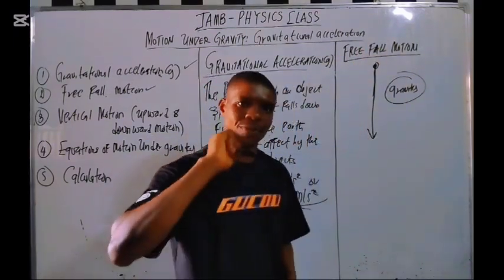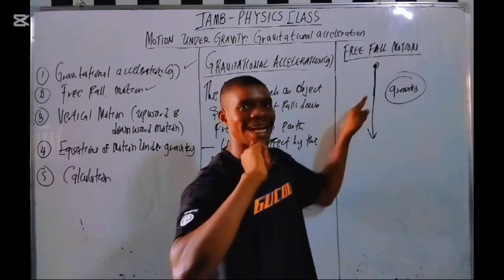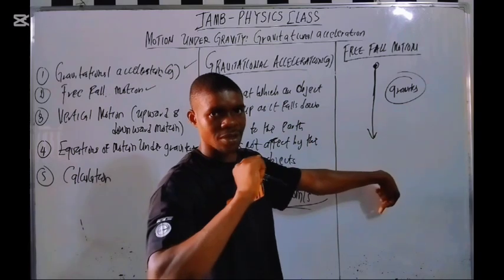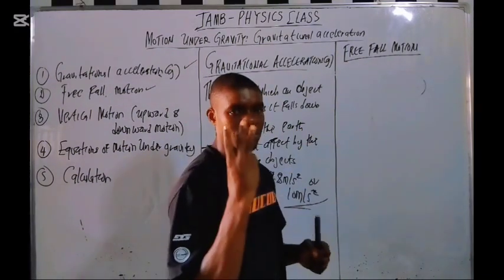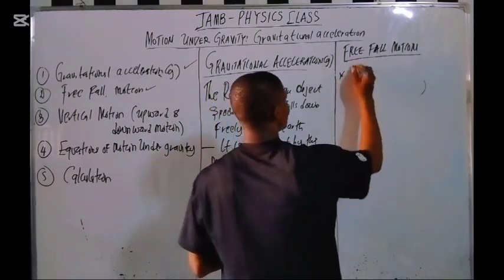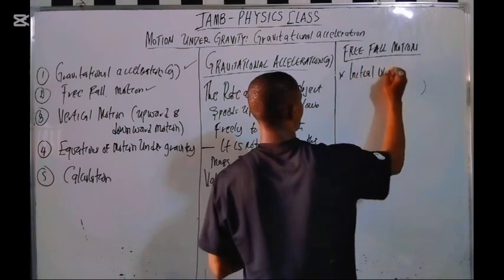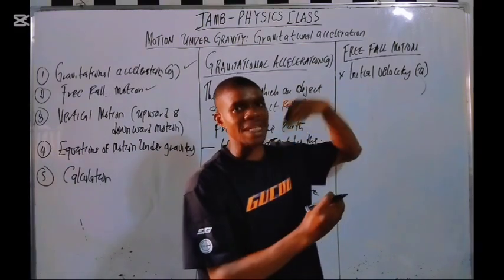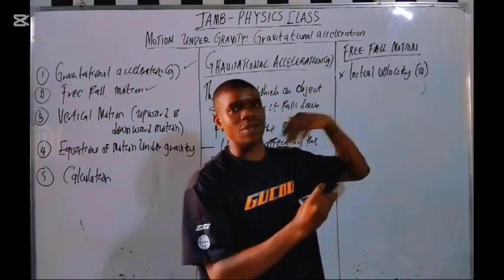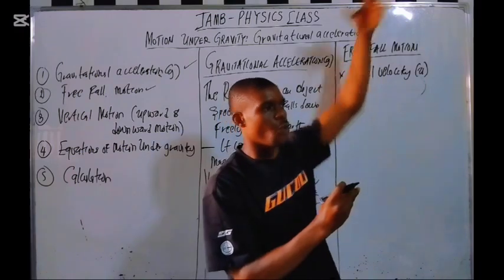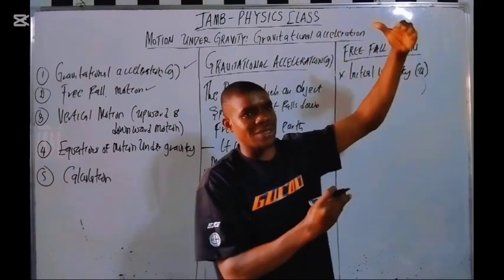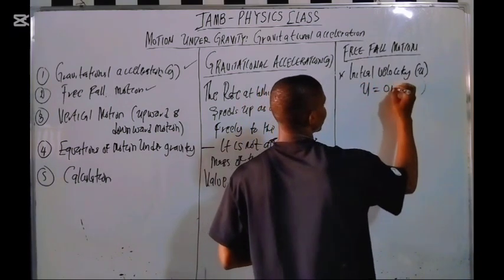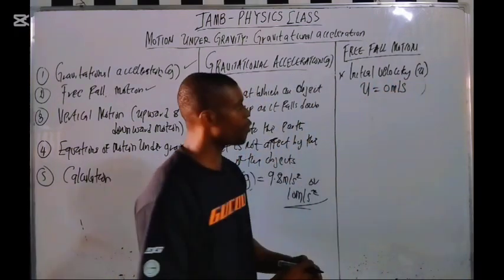Now, any object that is performing free fall motion, the force acting on the object is gravity, and it is falling towards the earth. We have three things here. Number one, the initial velocity, which is u. The initial velocity from the starting point is always 0. So when the object is falling down, at the initial point it is 0 meters per second. That is called free fall motion.